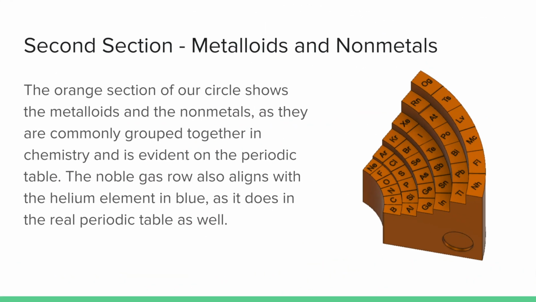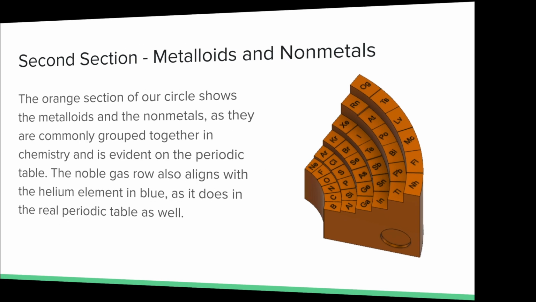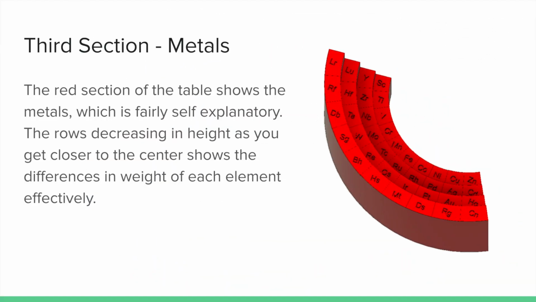Alright, now we got the metalloids and the nonmetals. The orange section of the circle shows the metalloids and the nonmetals, and they're commonly grouped together in chemistry, as evident on the normal periodic table and ours. The noble gas row aligns with the helium element in the blue section because that's what happens on the real periodic table as well. And then now we got the metals.